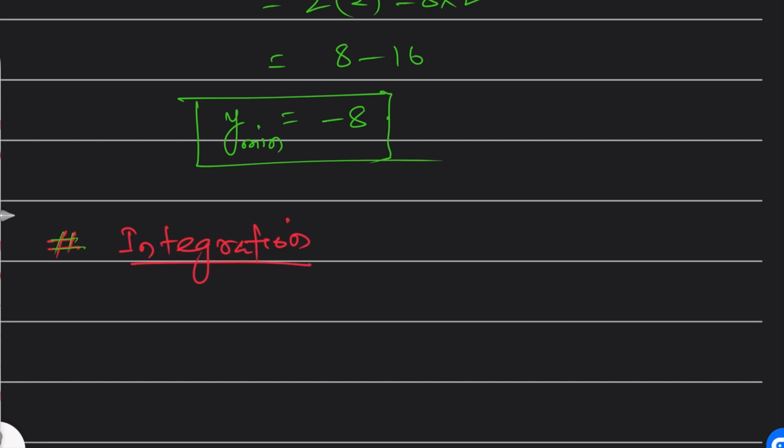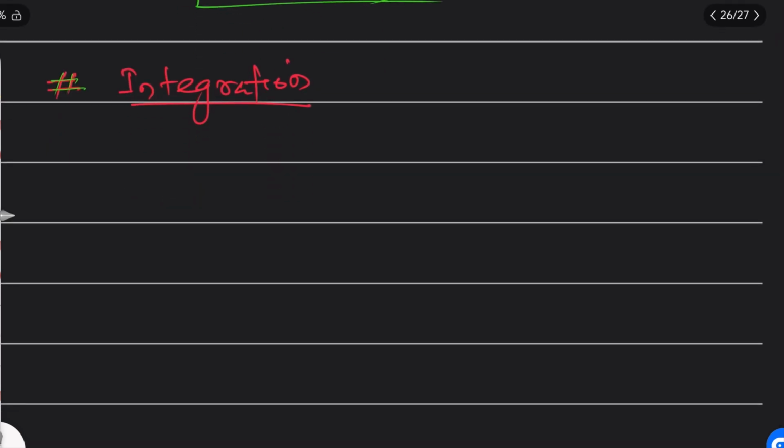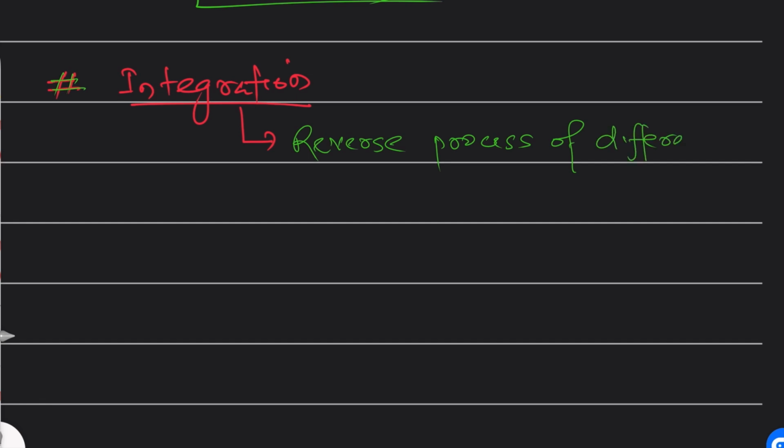What is integration? It's the inverse process, or reverse process, of differentiation. Why are we doing integration? In the differentiation process we divided the large part into smaller parts. Now in integration we are going to add. Actually the meaning of integration is addition. Addition of what? Of a continuous system.